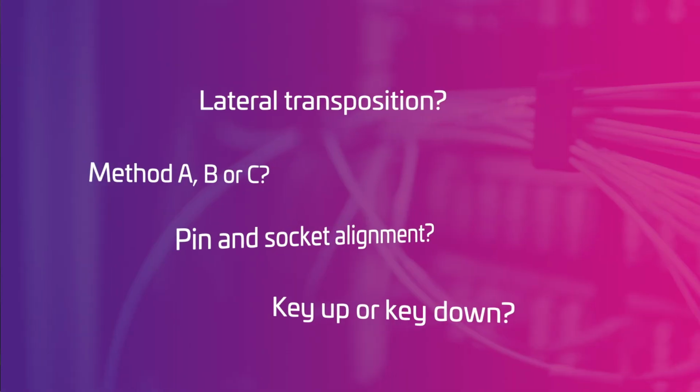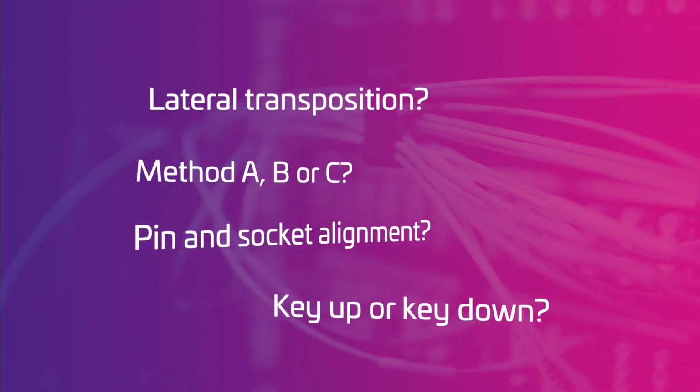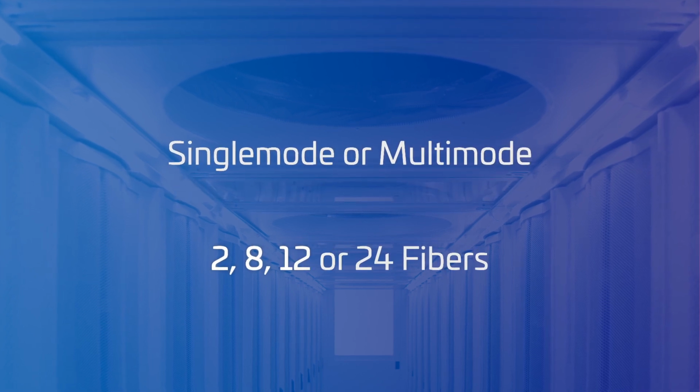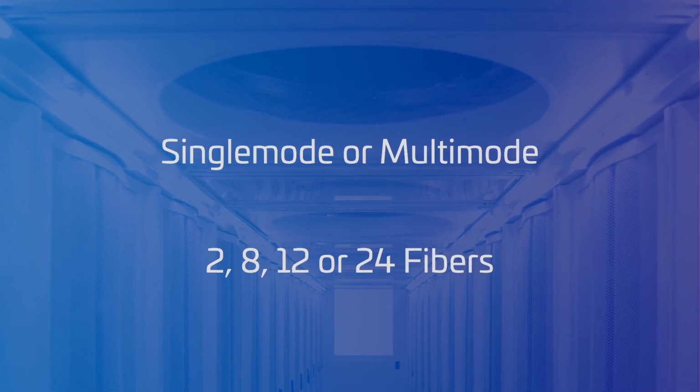Fiber polarity can seem confusing, but it doesn't have to be. Each fiber in a parallel link is a one-way street. You need to keep traffic flowing without any accidents. So no matter how complex the link, single mode or multimode, 2, 8, 12, or 24 fibers, maintaining polarity is simple.